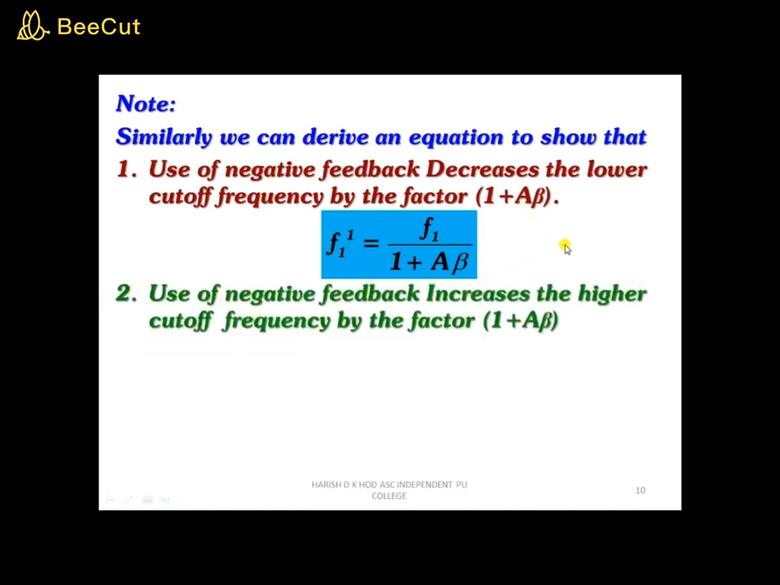Similarly, the use of negative feedback increases the higher cutoff frequency, or upper cutoff frequency, by a factor 1 plus A beta, and it is given by F2 dash is equal to F2 into 1 plus A beta, where F2 dash is the upper cutoff frequency of an amplifier with negative feedback, and F2 is the upper cutoff frequency of an amplifier without feedback.